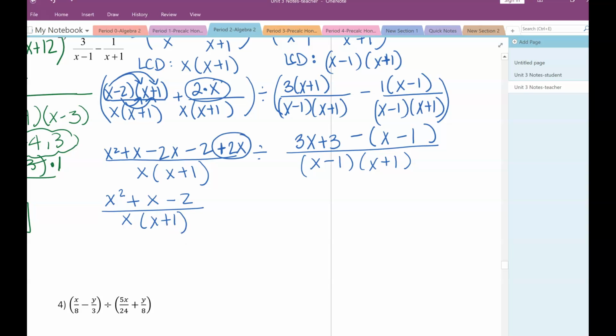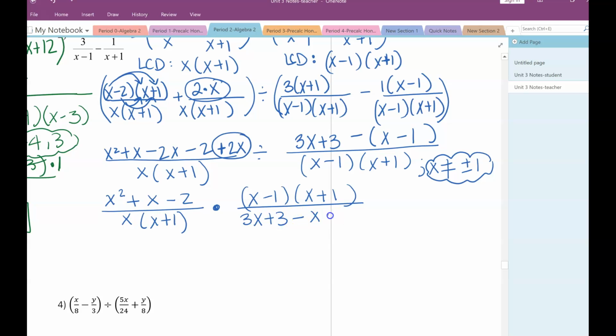Do you guys want to flip and then combine at the same time, or do you want to do one at a time? Okay, flip and combine. So here we go. Before I flip, I'm going to state my restriction so I don't forget. X can never ever be plus or minus 1. Okay. So now that goes on the numerator. On the denominator, we have 3x plus 3 minus x plus 1.